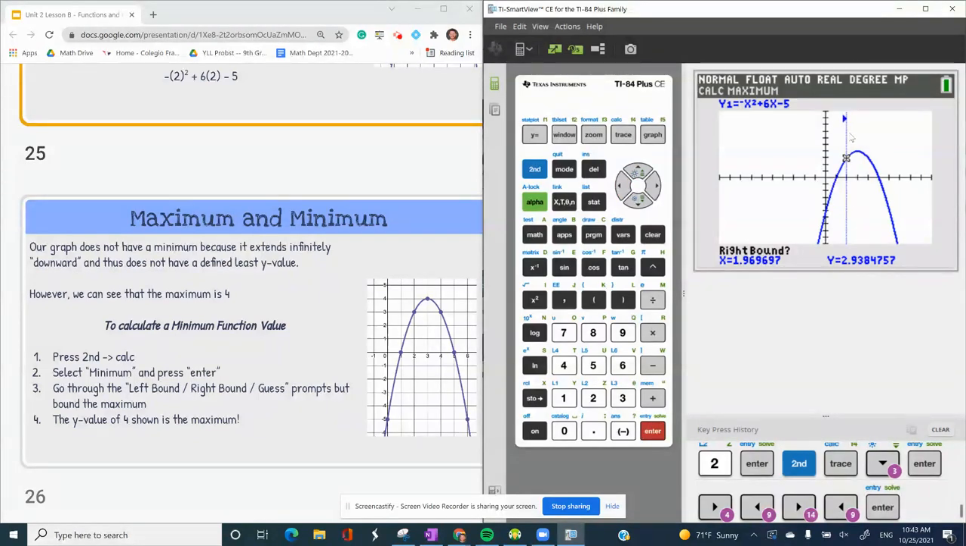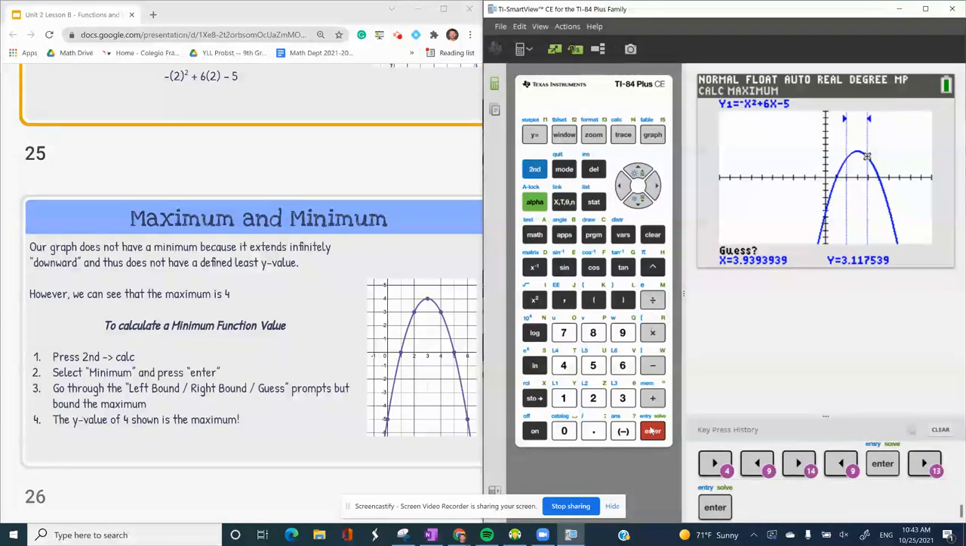This little line shows up. It's making these little walls around the maximum. It asks us another question now. Right bound? What that means is we have to use the right arrows to make our cursor go to the right of the maximum and select enter. So I'm going to go down and select enter to do my right bound. Now my maximum is bounded on both sides.